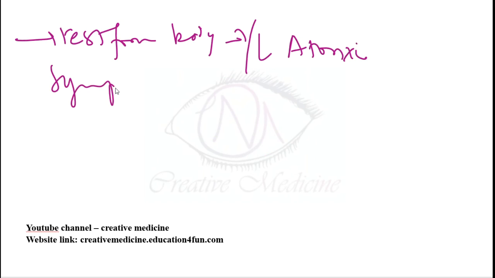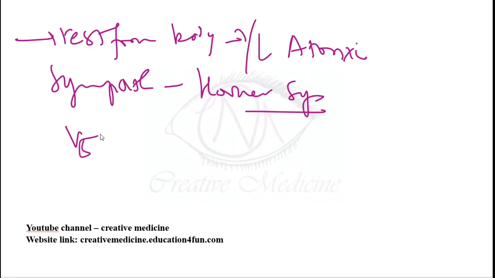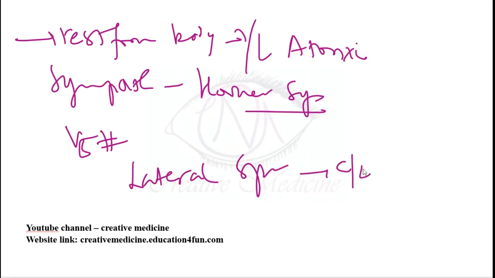Sympathetic chain involvement will result in Horner syndrome, where you see ptosis, miosis, enophthalmos, anhidrosis, and loss of the ciliospinal reflex. There is 5th cranial nerve involvement along with involvement of the lateral spinothalamic tract. As a result, there will be contralateral loss of pain and temperature in the patient.